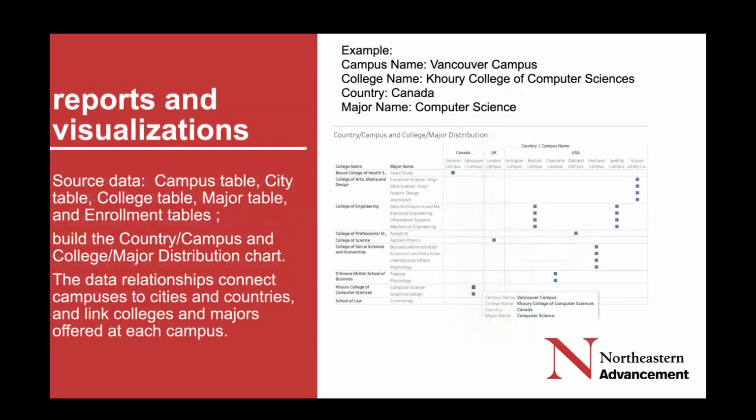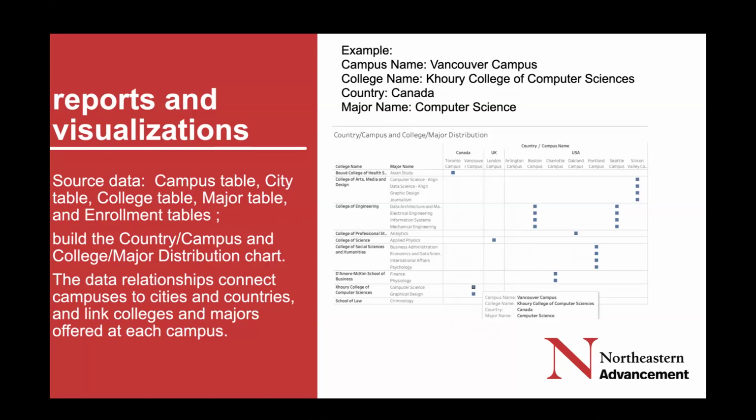And about the second example, I create the visualization named country, campus, and the college major distribution chart. And I get the source data from campus table, city table, college table, major table, and the enrollment tables. If you know the details about our database system, you can notice that I didn't show the attributes related to the enrollment table, but I still need to connect it because I need to connect campus table and the college tables through the enrollment table.